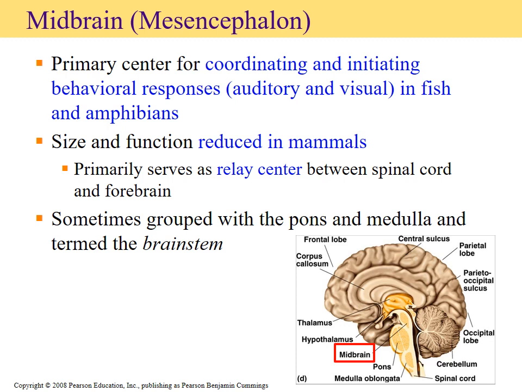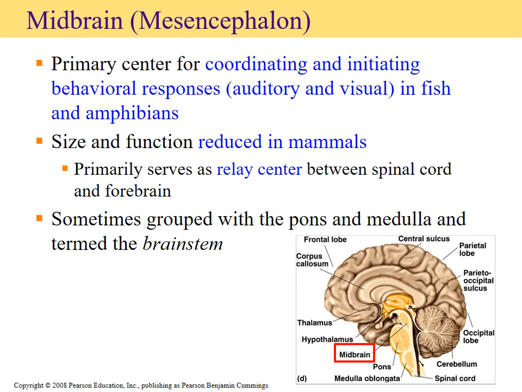Our next location is going to be the midbrain. Now, the midbrain is severely reduced in mammals, and part of that is because most of the functions that we see in other animal models have been absorbed in mammals and will kind of be relayed towards the forebrain.